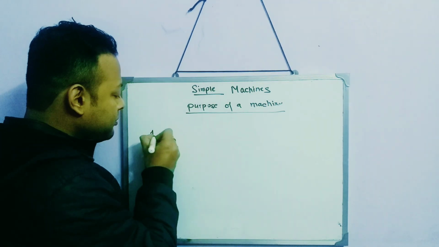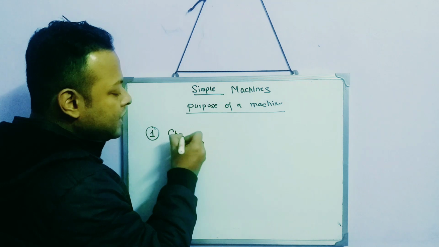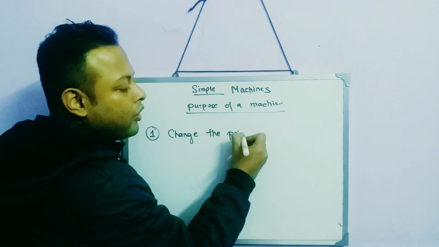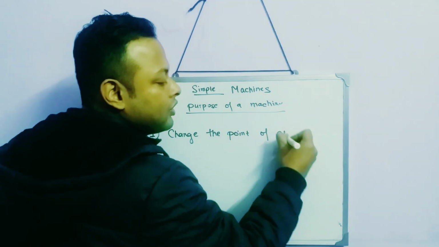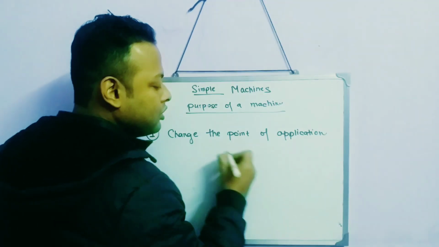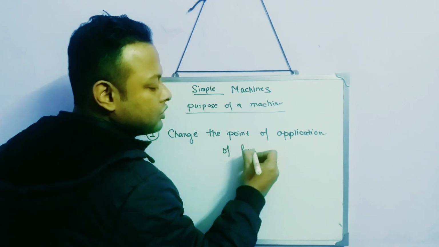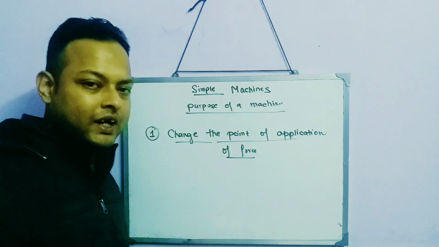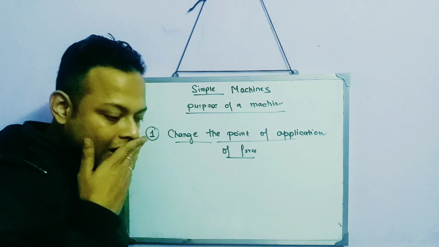The first purpose is change the point of application of force. So suppose we have changed the point of application of force. Now how to understand it?